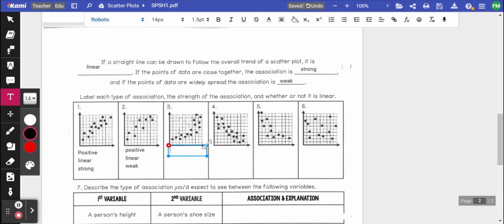Go to number 3. Positive, because it's still increasing, non-linear. Notice there's this curve here. So non-linear. And then finally, I'd say it's still a strong association because those dots are pretty close.